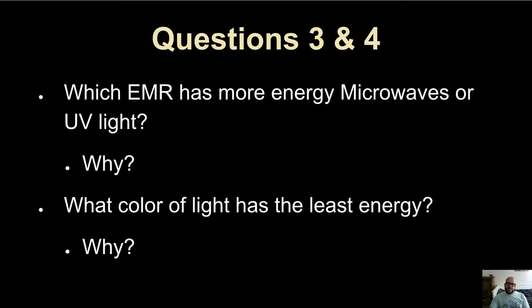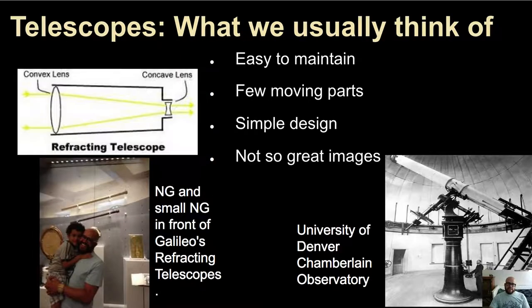Questions 3 and 4. Which EMR has more energy, microwaves or UV light? Explain to me why. And then the fourth one, what color of light has the least energy? So what color of visible light has the least energy? So the lights that we can see, which one has the least? I'm going to tell you the answer later.